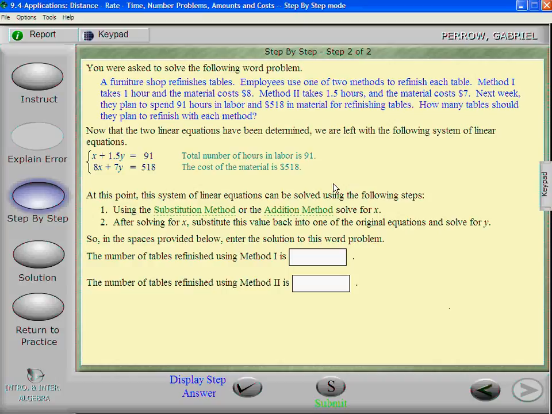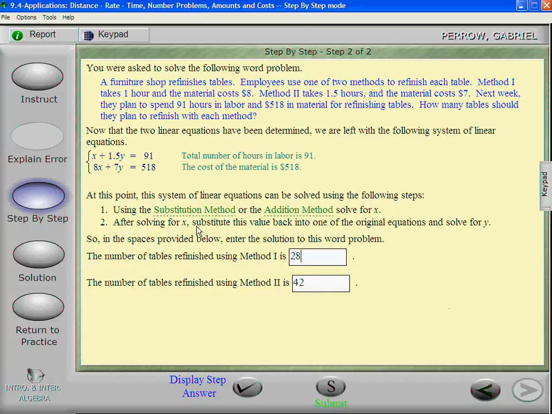Okay, so I just paused it and came back here. On paper, I worked it out using the substitution method. I subtracted 1.5y from both sides. I ended up plugging in 91 take away 1.5y for x in the other equation. When I worked it out, I found that y equaled 42. So that was the number of tables done by method 2. Then I plugged it back into one of the equations and found that 28 tables were used for method 1.